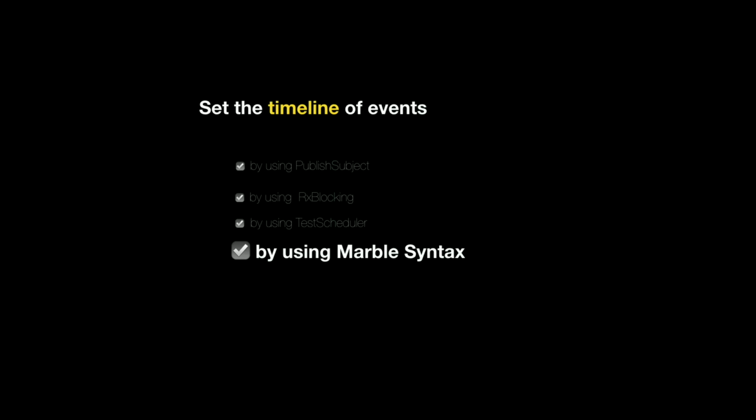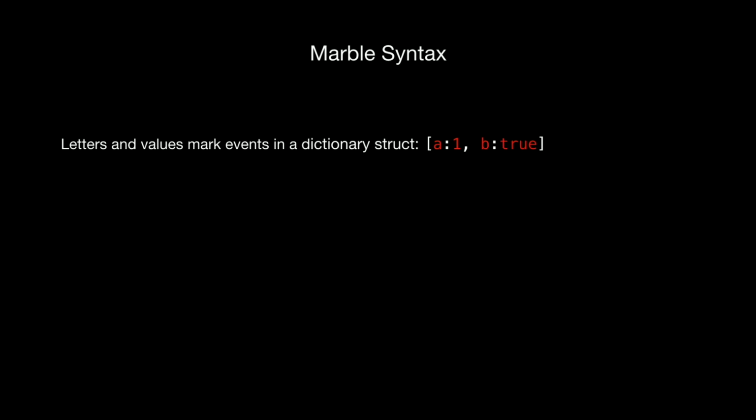So finally, let's see how we can write our unit test by using Marble syntax. Now, in Marble syntax, we use letters and values to mark events in structs, where the key is the name of the event and the value is the value of the event emitted. And we can use this syntax in order to specify the timeline of the event. Now, the horizontal dashes correspond to the virtual time, and the vertical dash corresponds to the observable sequence being completed.